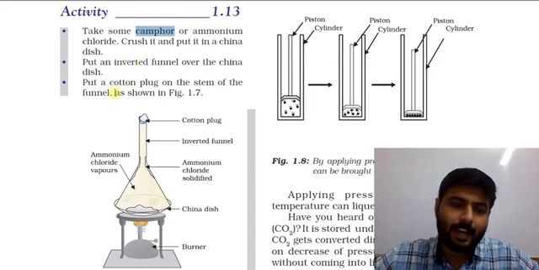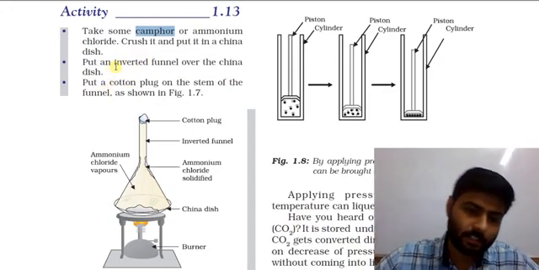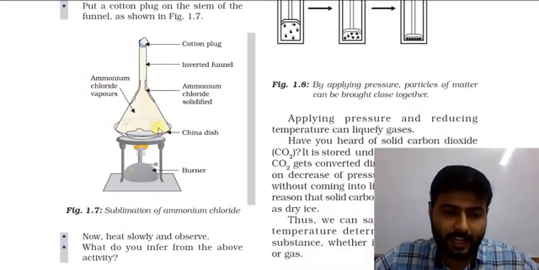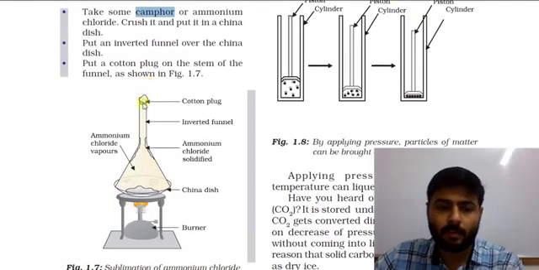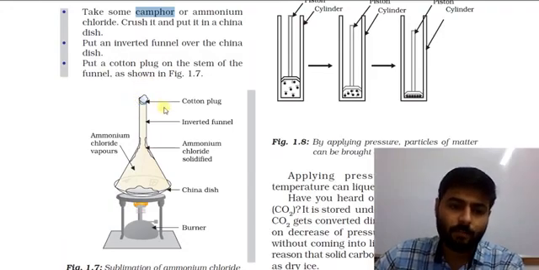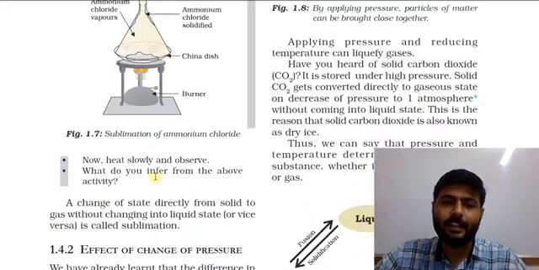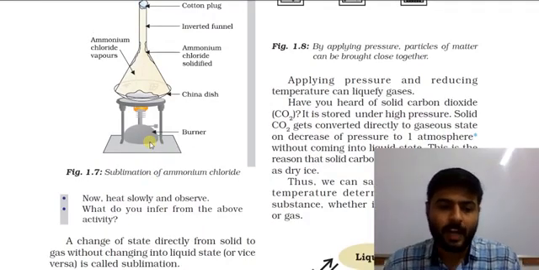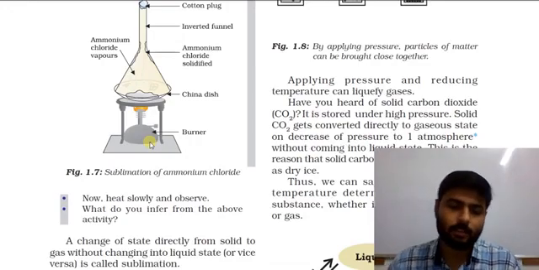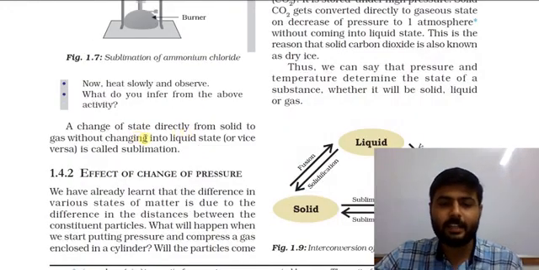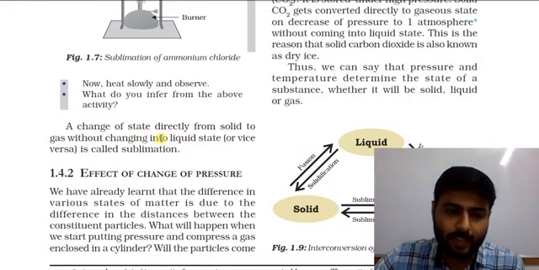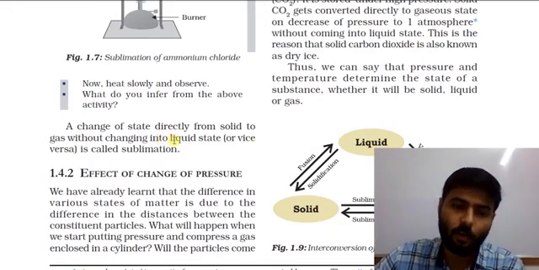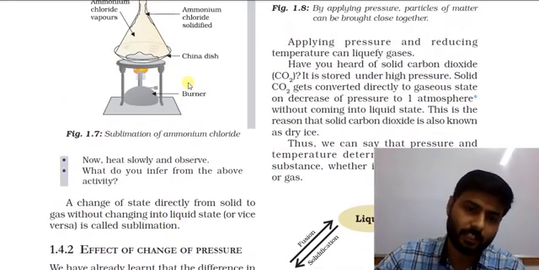Take a funnel and invert it over the china dish. You can see the arrangement here: china dish, camphor, inverted funnel, cotton plug. We put the cotton plug on the stem of the funnel and now we heat this camphor or ammonium chloride. Now heat it slowly and observe. A change of state directly from solid to gas without change into liquid, or vice versa, is called sublimation.